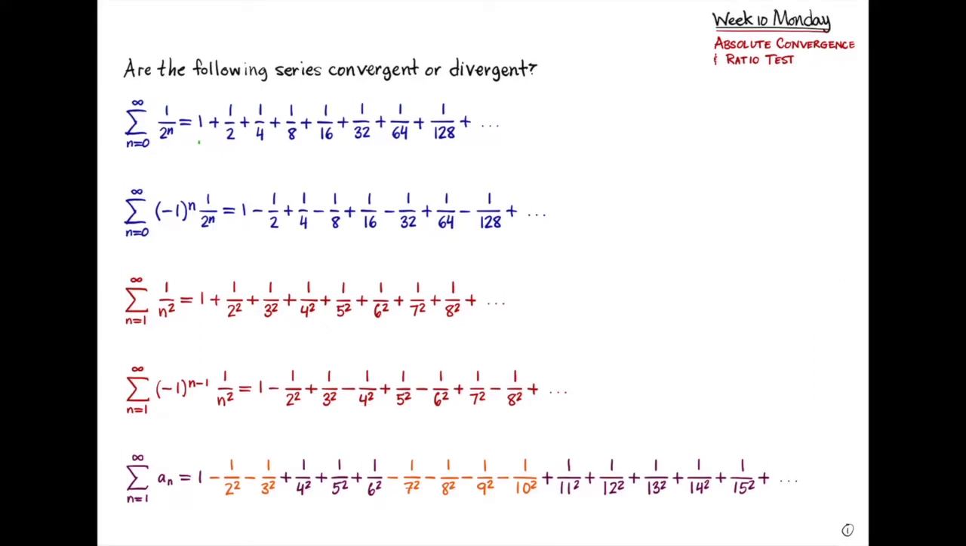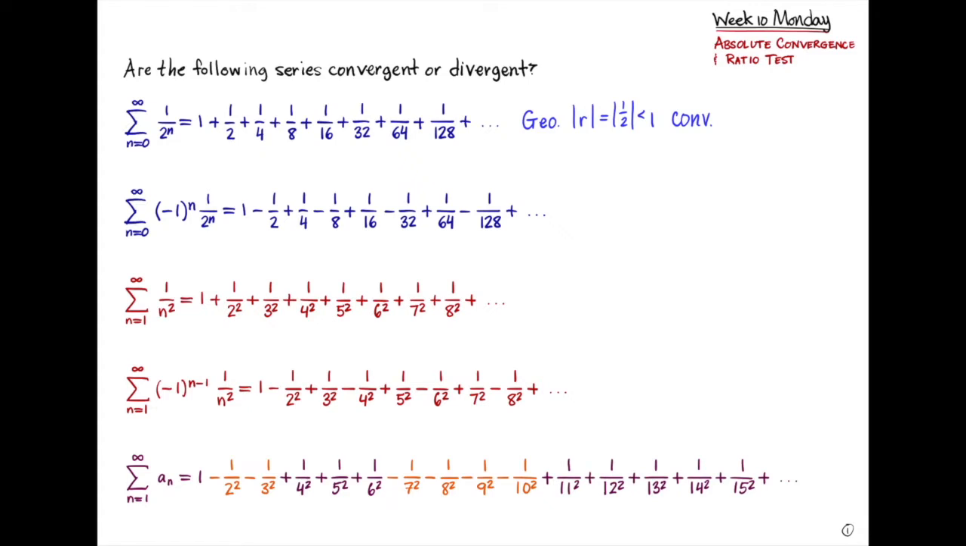Before we jump into today's lecture, let's take a quick second and review some of the series tests that we've learned so far. The first one is a geometric series. Common ratio here, we have r is equal to 1/2. And so by the geometric series test, absolute value of r is equal to 1/2, which is less than 1, and the series converges.